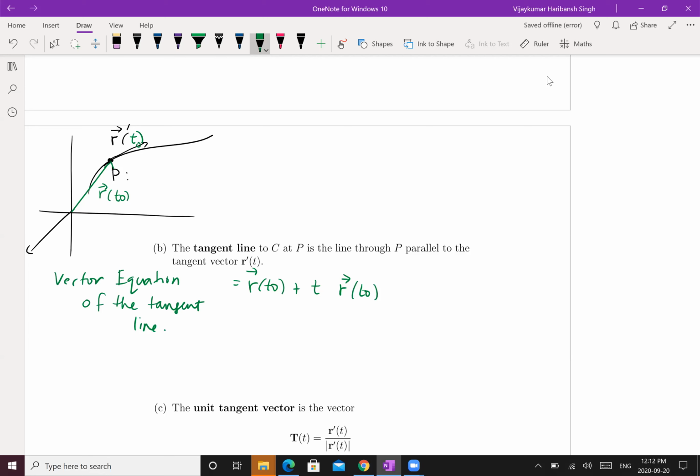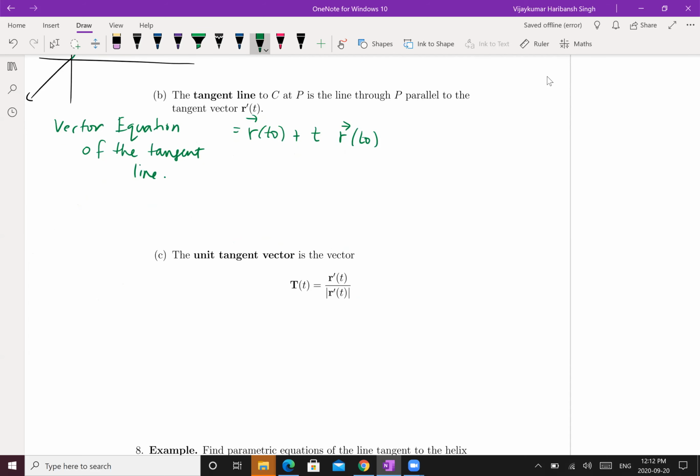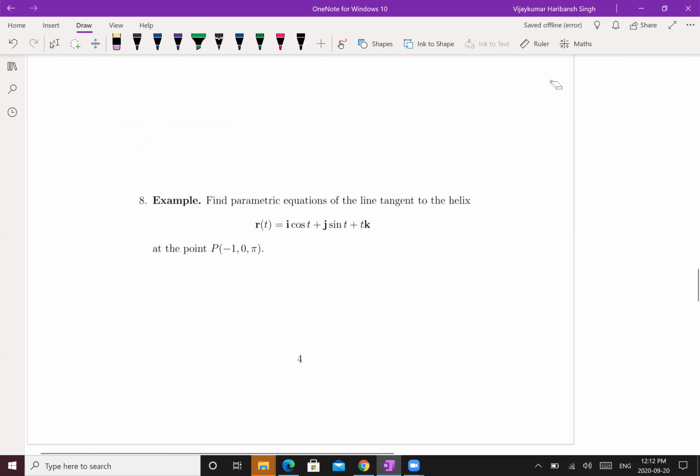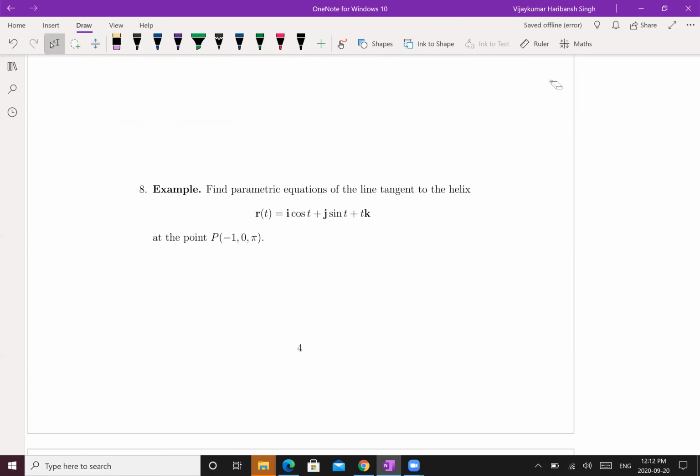However, it's customary to use the unit tangent vector. So what is a unit tangent vector? The unit tangent vector is R prime of t divided by the length of R prime. So basically you take a tangent vector, which is R prime t, and divide by its length. Then you get a unit vector, and this vector is called the unit tangent vector. Now let's embark on the following. Find the parametric equation of the tangent line to the helix r of t equals i cos t, j sin t, and t k at point P (1, 0, pi).